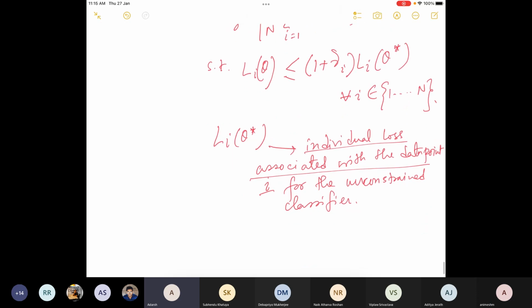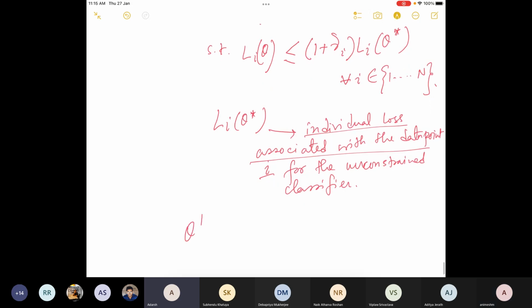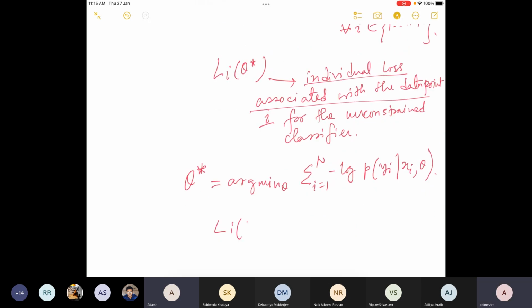Now think of the case of simple LR. We know theta star is argmin theta. So individual Li theta will be nothing but minus log p yi given xi, theta, because it's a simple addition. The losses are a simple addition of the losses on individual training data points.